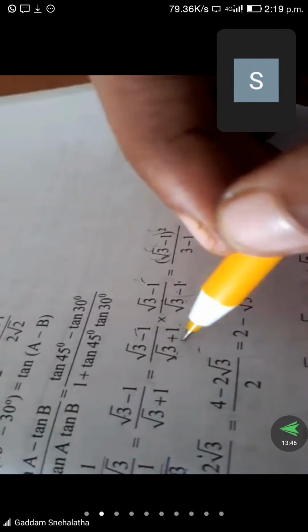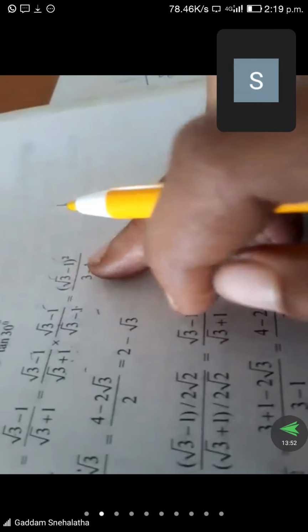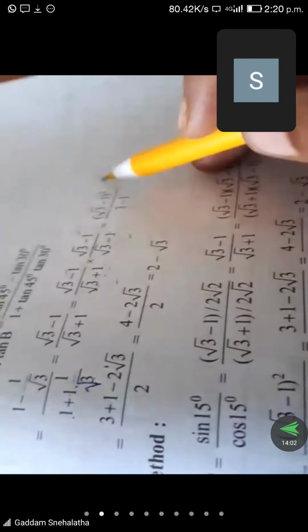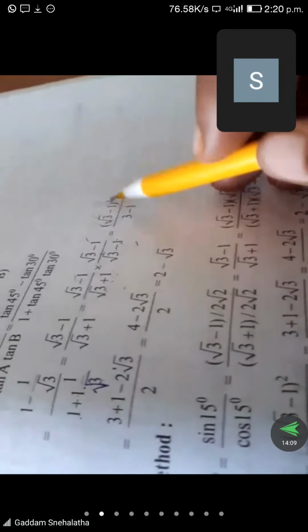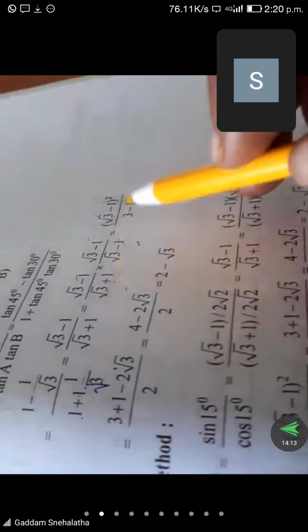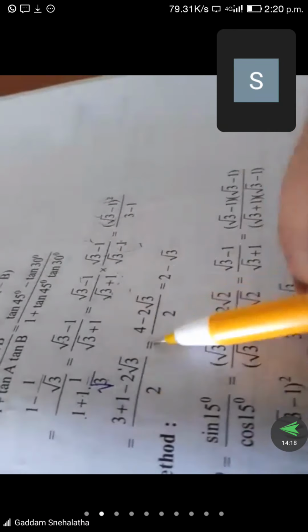So in the numerator we get root 3 minus 1 whole square. The denominator is in the form of a plus b into a minus b, so a square minus b square. So root 3 whole square is 3 minus 1 square is 1, giving 2. Now the numerator is in the form of a minus b whole square. So a square means root 3 whole square, which is 3, plus b square means 1 square is 1, minus 2ab. 2 into root 3 into 1 is 2 root 3. So we get 3 plus 1 is 4 minus 2 root 3, by 2.